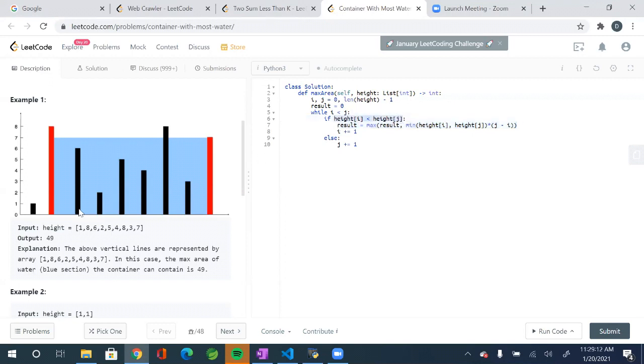Less than height of j, then I update the result. But you don't update the result if i is greater than j? Yeah, that's what I'm thinking. I think I should update it either way. Yeah, in this case, there's no difference between the left and the right.